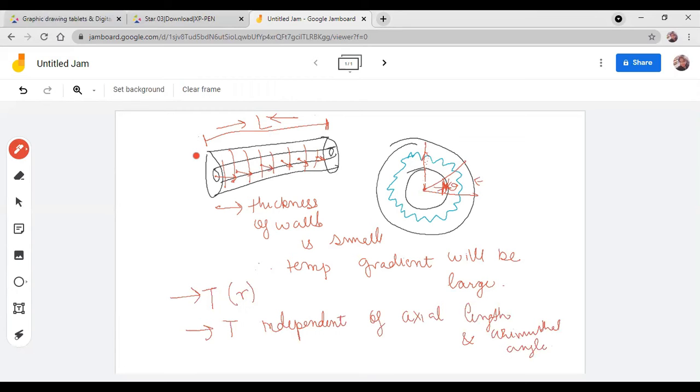Now in steady state operation, there is no change in the temperature of the pipe with time. Therefore, we can say that the rate of heat conduction going in must be equal to the rate of heat conduction going out. Therefore, in short, the rate of heat conduction in a cylinder must be constant.